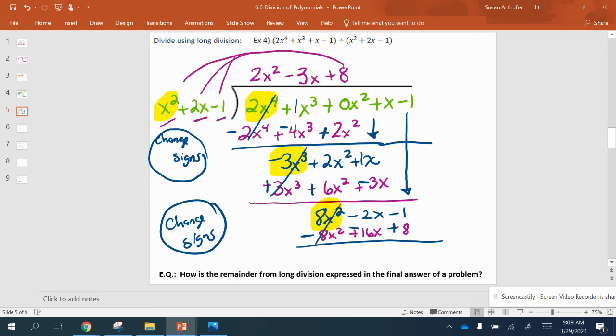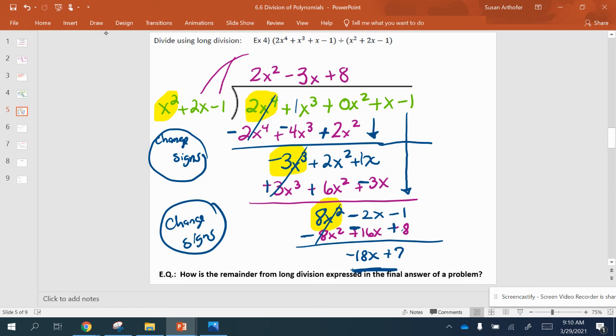8x squared minus 8x squared cancels. Remember, this is a negative 16x minus 2x is negative 18x. 8 minus 1 is 7. Now, you can't go any farther because this is a negative 18x, and it can't be divided by x squared. So as soon as this x variable has a lesser exponent, because it's x to the 1, then you know you're done. You can't do any more because you can't work with x squared with this negative 18x.